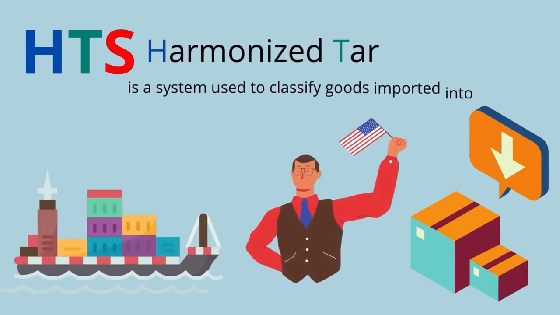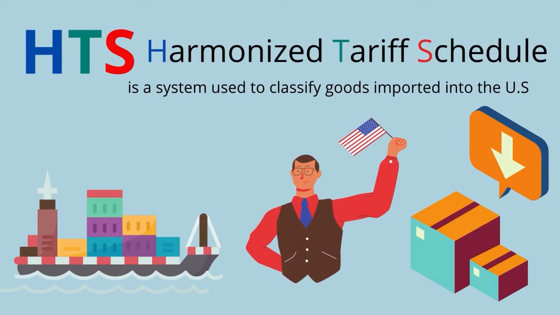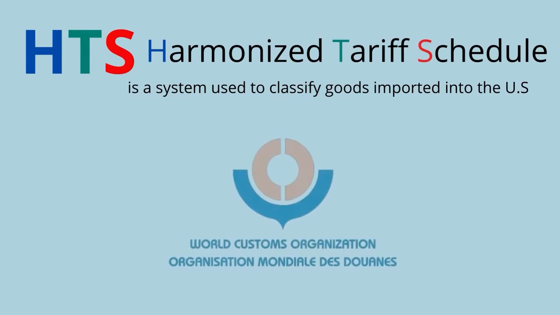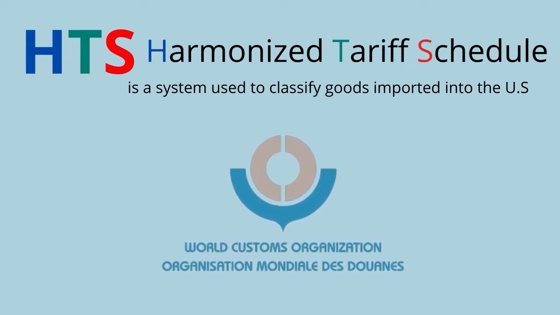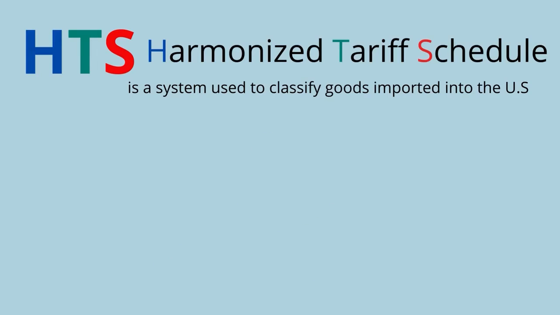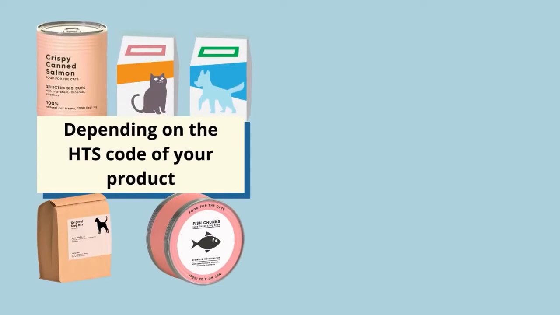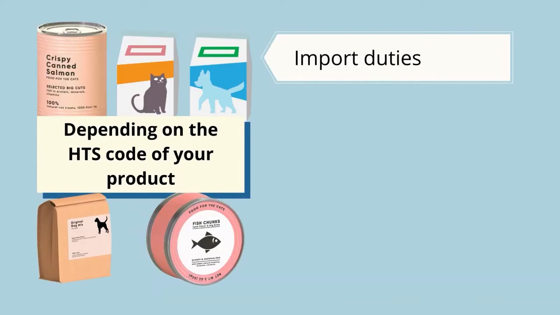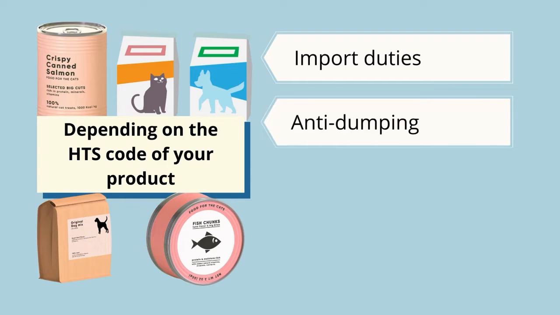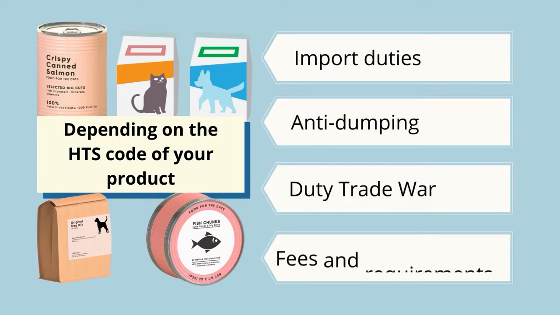HTS, the Harmonized Tariff Schedule, or HTS US code, is a system used to classify goods imported into the US, and is based on the global HS code system used to classify trade goods worldwide. Each HTS code has a different import duty rate and specific import requirements. Depending on the HTS code of your product, US Customs and CBP will apply import duties, anti-dumping duties, trade war duties, and any fees and requirements related that you need to pay.